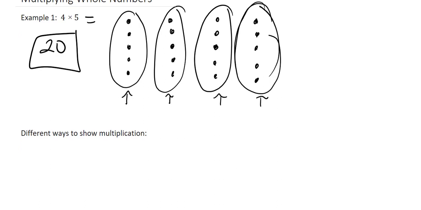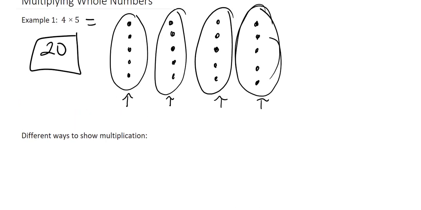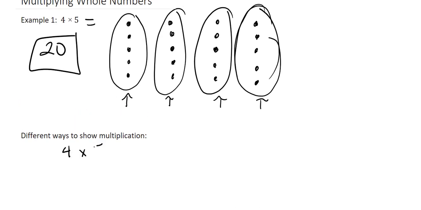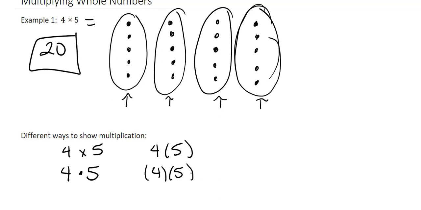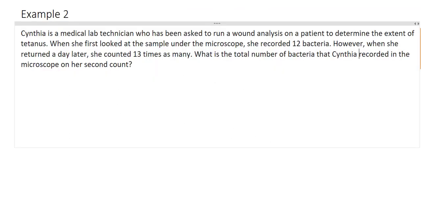And so there are also different ways to show multiplication. Rather than showing it like 4 times 5, we could have shown it like this, 4 with a dot, 5. That also means multiplication. You're going to multiply 4 times 5. You can also see it like this, or maybe you'll see it like this. So there are different ways to show that we need to multiply the numbers together. Let's go ahead and look at the next example.